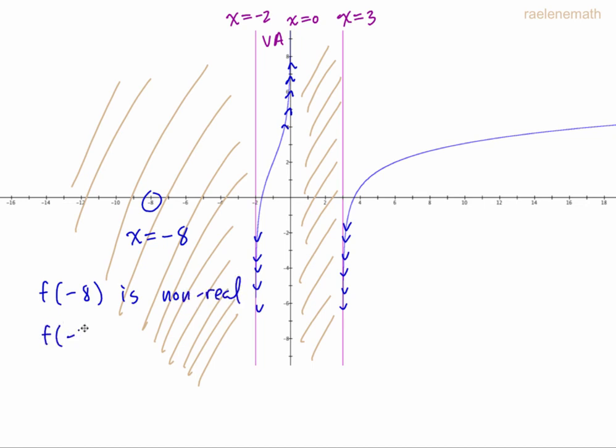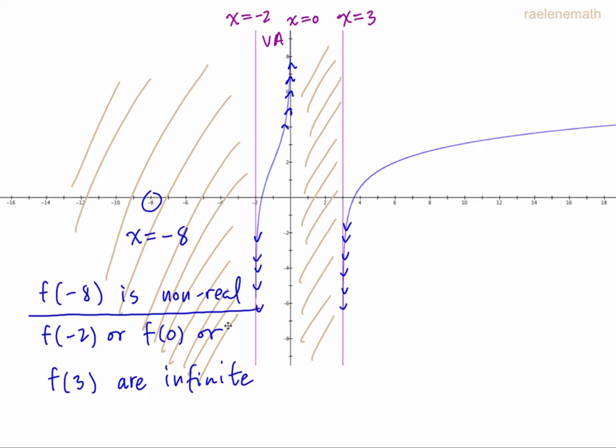Meanwhile, f of -2, or f of 0, or f of 3 correspond to vertical asymptotes, so these values are infinite. And so that's what I was talking about earlier when we have some strange graphical behavior. If we have no graph or a vertical asymptote, we can start to work backwards to see what the number is going to represent. So f of -8 for this function is non-real, but f of -2, f of 0, or f of 3 are infinite. Let's look at this one more way.